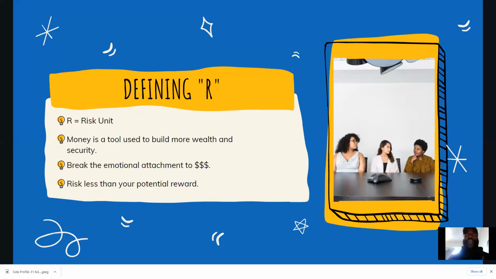So with that understanding, we need to know that risking less than the potential reward is always going to be beneficial. It's easier to go in and try to risk $1 million to potentially make 10 million back. But what happens if you lose that million? Just think about it that way.